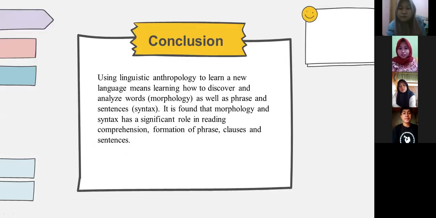Okay, so the conclusion of our presentation is that using linguistic anthropology to learn a new language means learning how to discover and analyze words, or morphology, as well as phrases and sentences, or syntax. It is found that morphology and syntax have significant roles in reading comprehension and the formation of phrases, clauses, and sentences. So that's all from our group.